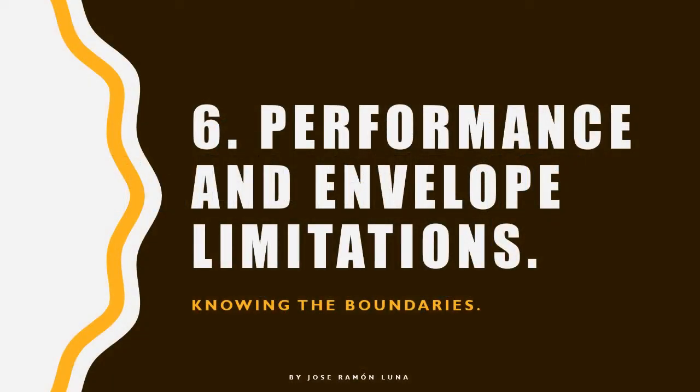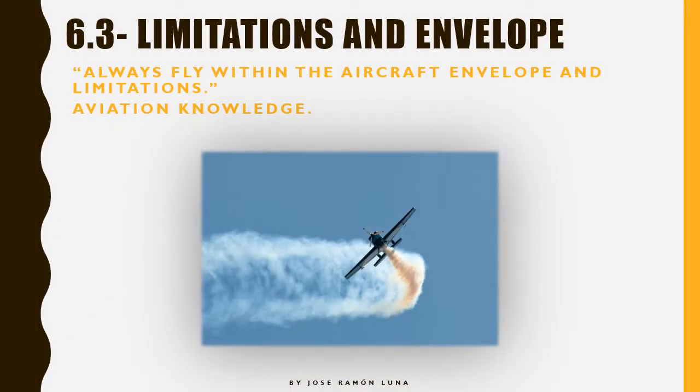6. Performance and envelope limitations. 6.3. Limitations and envelope. Hello again, this is the last part of this section. In this section you will be taking a look at the different limitations we have to respect for the three different models we've been talking about. Limitations are numbers or parameters that give the safe values for operation of our aircraft. Operating safely means not surpassing these limits.